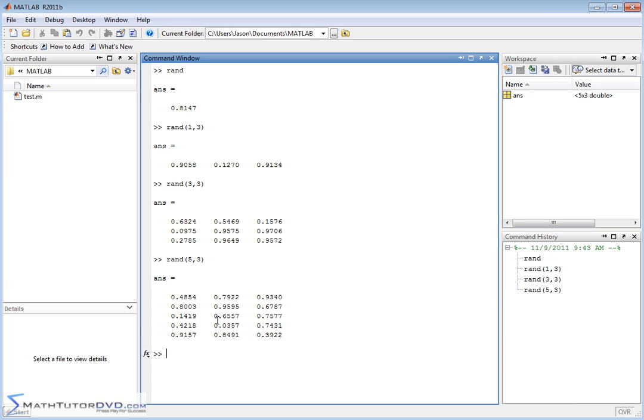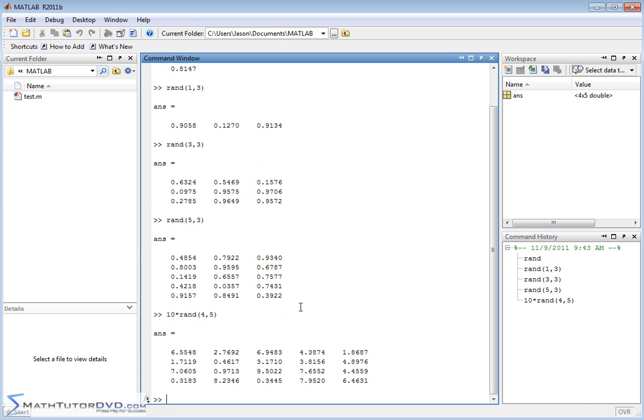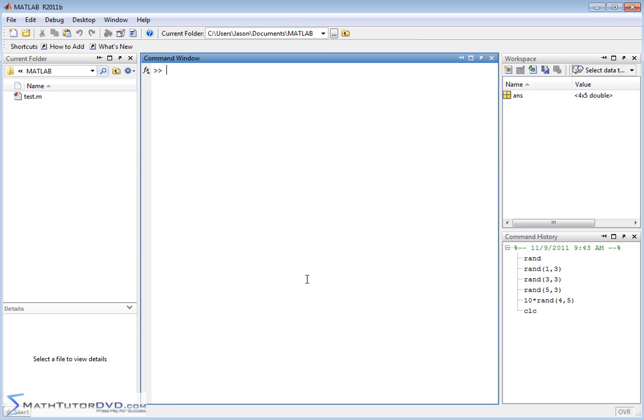Now everything in here will be between 0 and 1, so if for whatever reason you needed random numbers between 0 and 10, you would just do 10 times rand of 4 comma 5, and then you'll have random numbers between 0 and 10 because you're just scaling the random number generator by multiplying by 10. So that's useful for you to know. It's not something you use all the time, but occasionally you'll need to initialize a calculation with random data, depending on what you're trying to do.